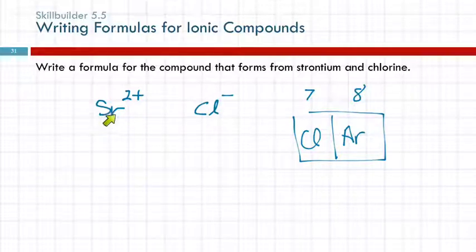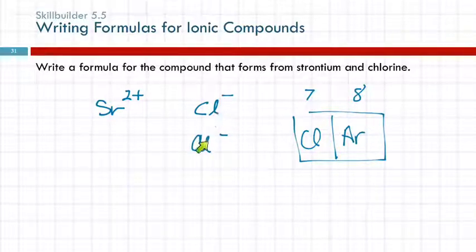Okay, so we have the ions and their charges. We need to figure out how to put these together so that all their charges add up to 0. If we have one strontium ion and one chlorine ion, 2 plus and -1 is going to add up to 1 plus, right? That's not going to work. So we're going to need 2 chloride ions.